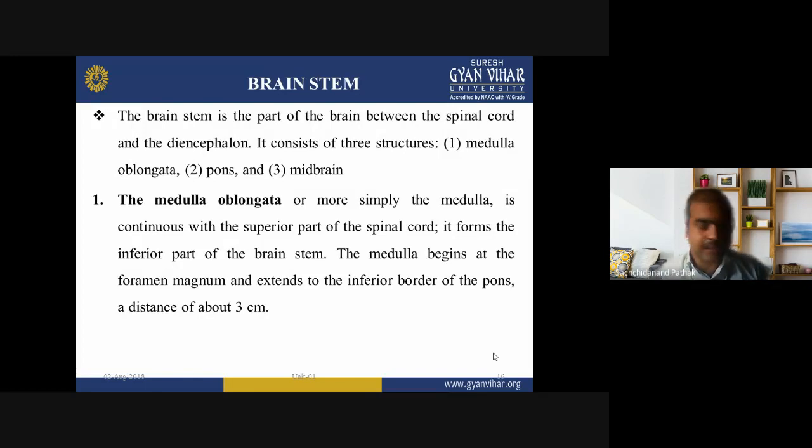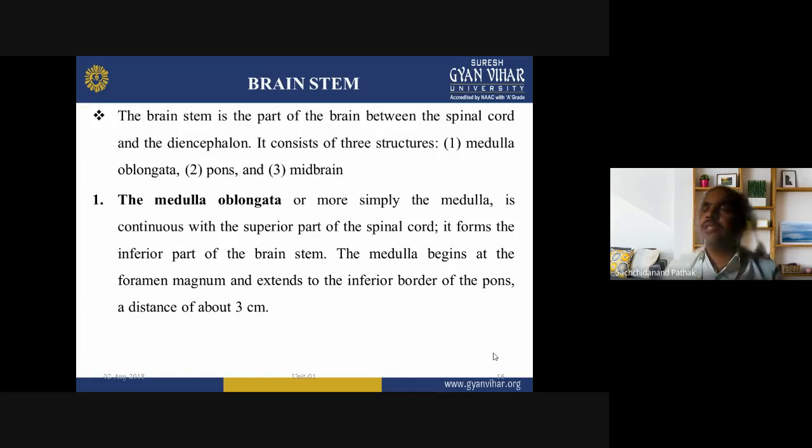Third one, after that, will be the brain stem. So we have seen the first one is the cerebrum, then the diencephalon. Now it is the brain stem. The brain stem is the part of the brain between the spinal cord and the diencephalon. So between the spinal cord और diencephalon के बीच का part.